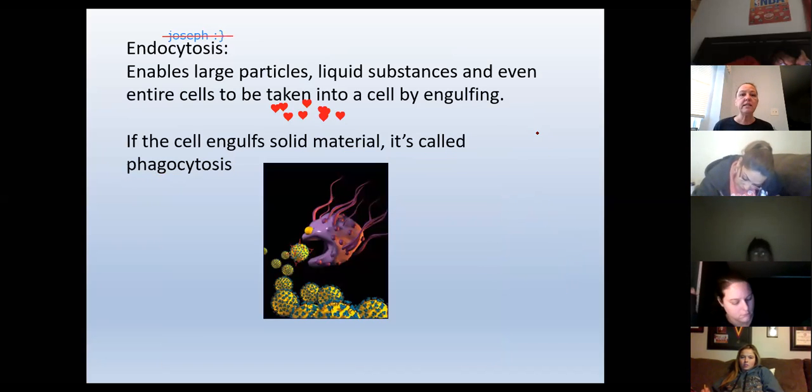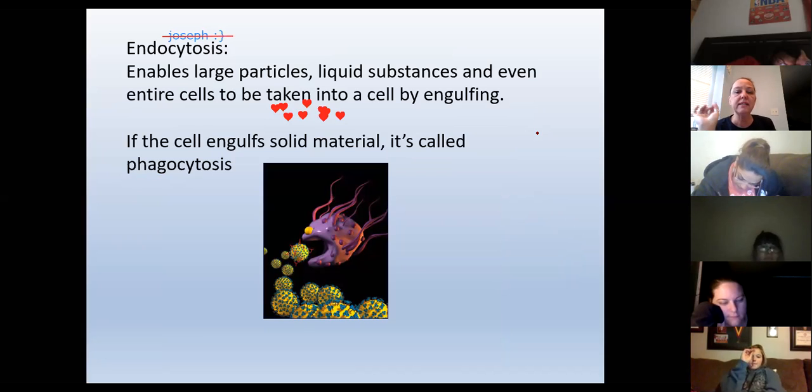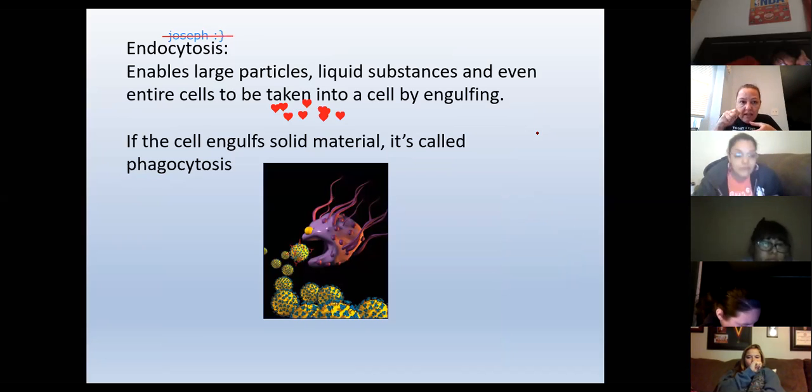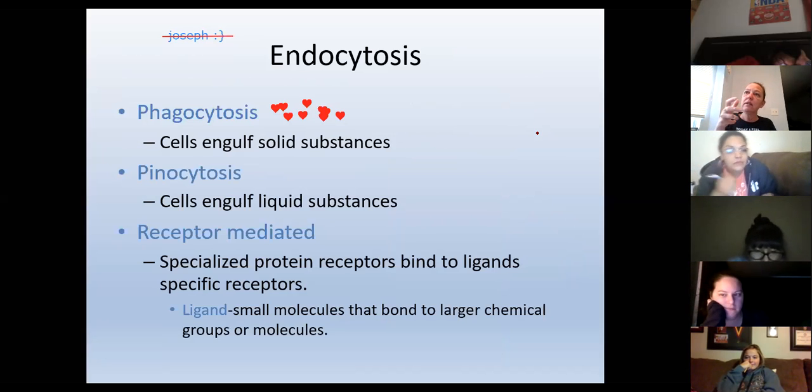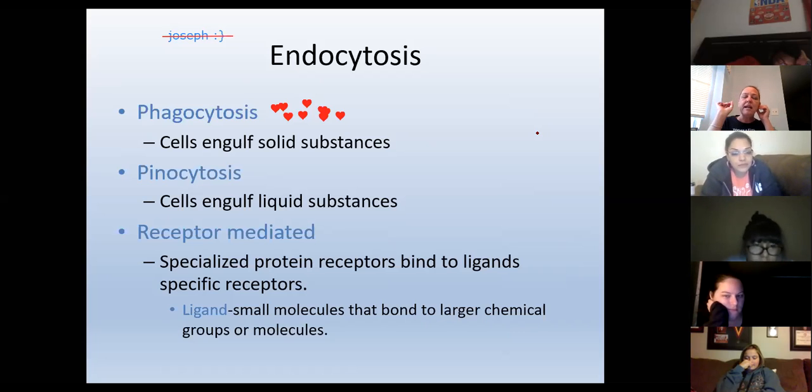Here's endocytosis, moving things into our cell. If the cell is taking in solid material, it is phago, eating. If it is liquid, pino. And if it is receptor mediated, it means that it has to have the code. It has to have the key. Those are the three ways that we can bring stuff into our cell.